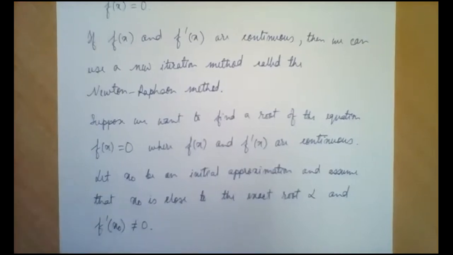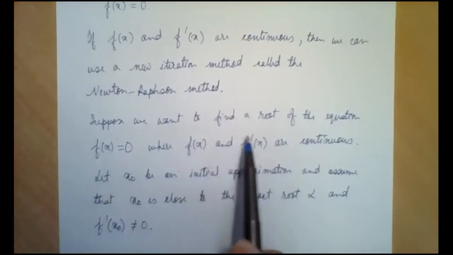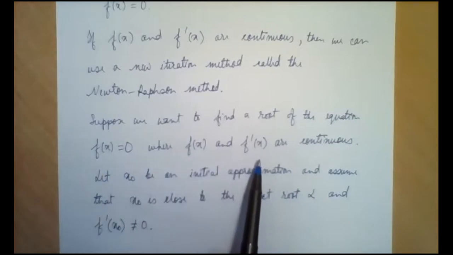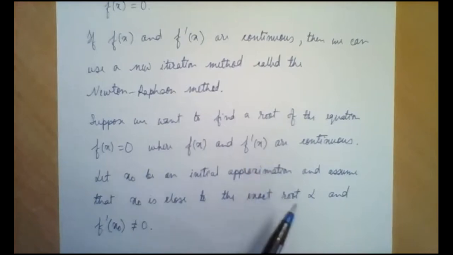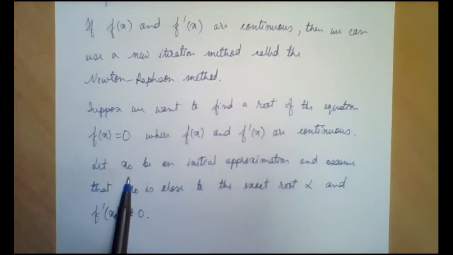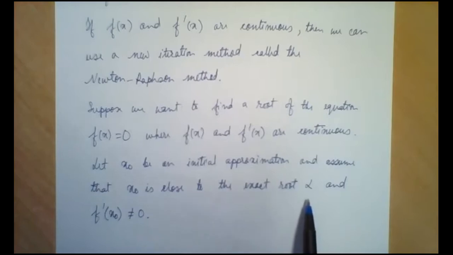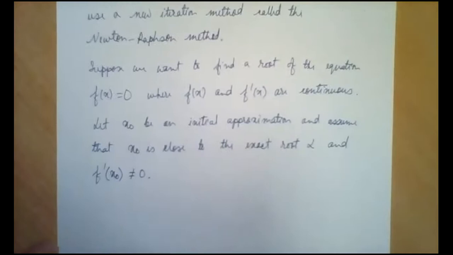So let me repeat. Suppose we want to find a root of the equation f(x) equal to 0, where f(x) and f prime x are continuous. This is the derivative of the function with respect to x. Let x0 be an initial approximation, and let us assume that x0 is close to the exact root which is given by alpha, and that the derivative of the function at the point x0 is not equal to 0. So this is the Newton-Raphson method.